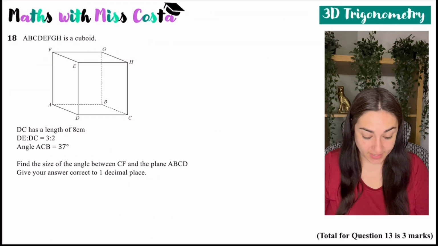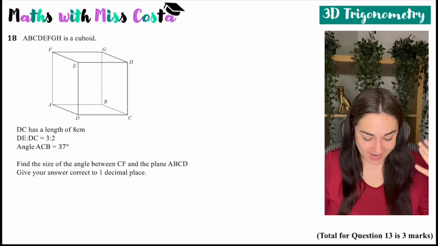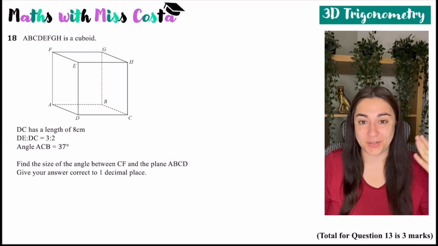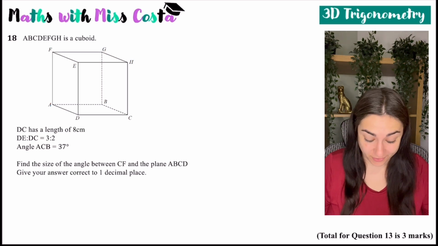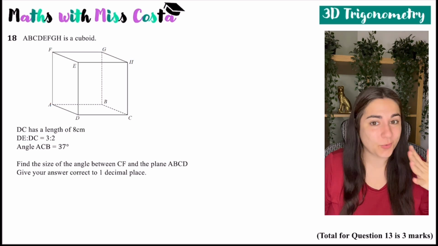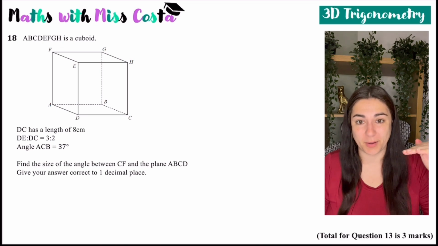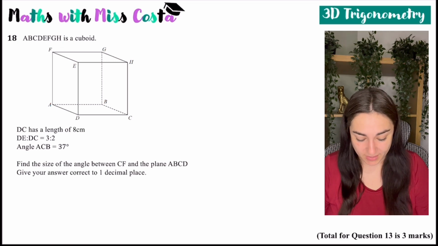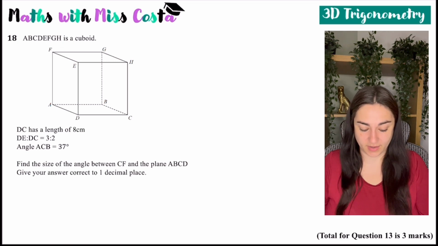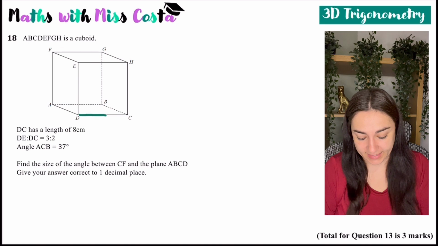Okay, so here I've been given a cuboid, and so I know that I'm going to be using 3D trigonometry, 3D Pythagoras, and don't be scared by that. All it is is I'm going to be using multiple versions of Pythagoras and trigonometry, so do it bit by bit, step by step to get to the next point. So let's start with what I know. I know that DC has a length of 8 centimeters.